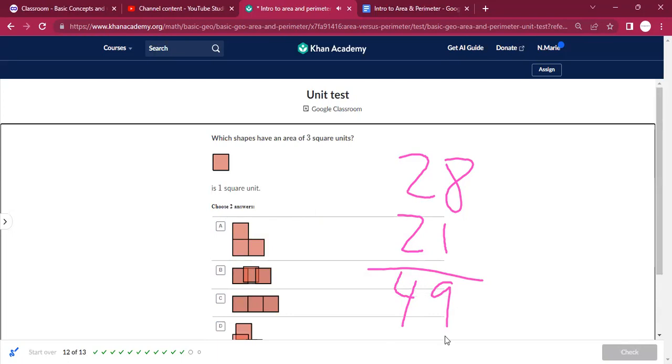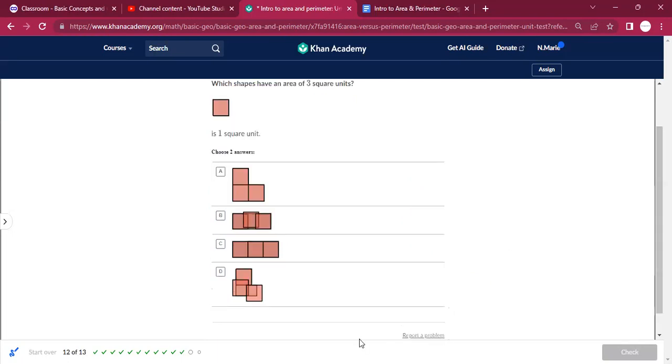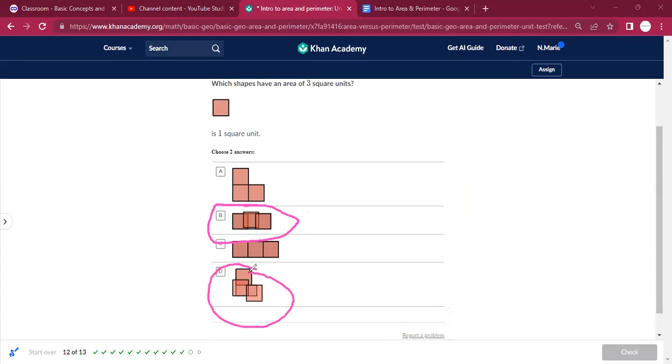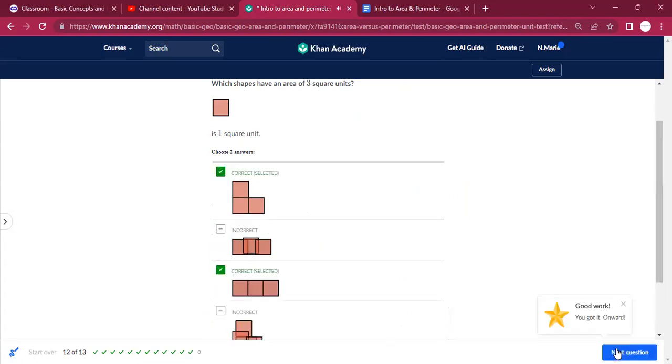Which shapes have an area of 3 square units? Okay, so whenever you see something like this here, not good. That's not getting you area. The other two are. So they shouldn't overlap like that. That's a bit weird. That's not area at all.